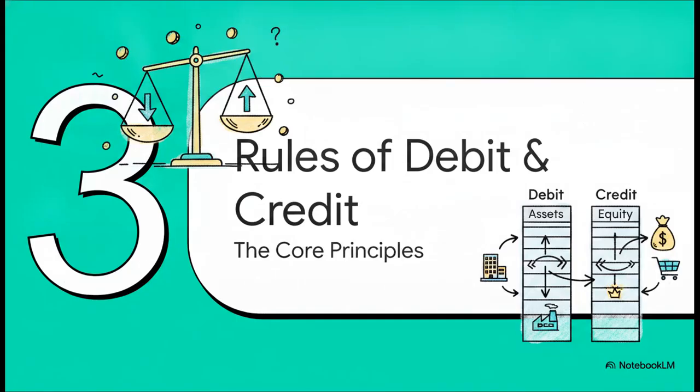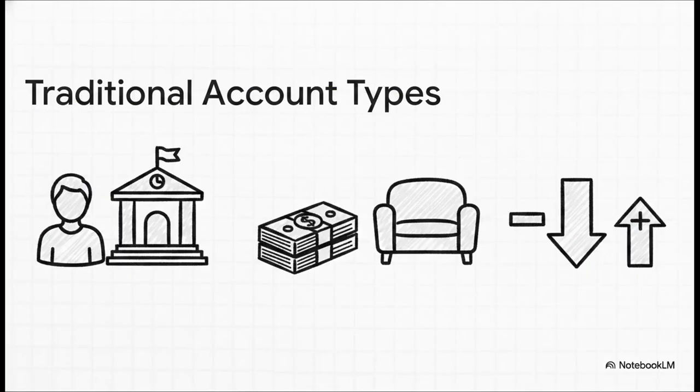Section 3. Rules of debit and credit, the core principles. So how do we actually decide what numbers go into those columns? Well, before we can journalize anything, we absolutely have to classify our accounts. Under the traditional, or British approach, accounts are divided into 3 distinct categories. First, we have personal accounts, which relate to people or organizations, like a customer named Ahmed or a specific bank. Second, real accounts, which relate to your assets and properties, like cash or furniture. And third, nominal accounts, which handle all your expenses, losses, incomes, and gains. So things like rent or salary fall into this bucket.